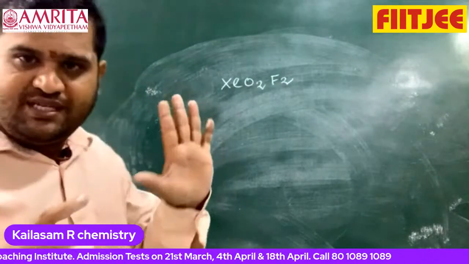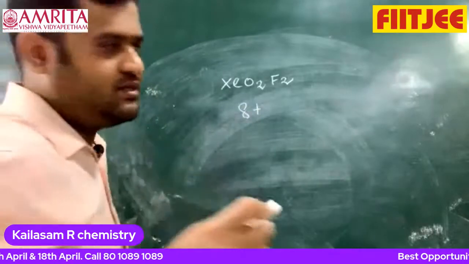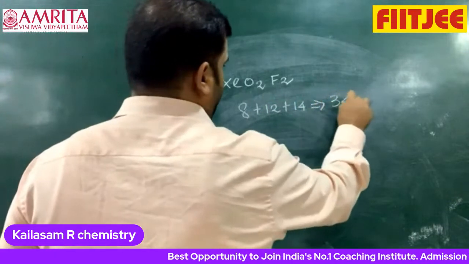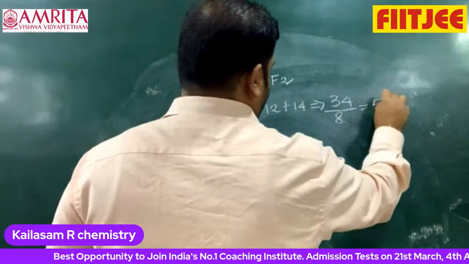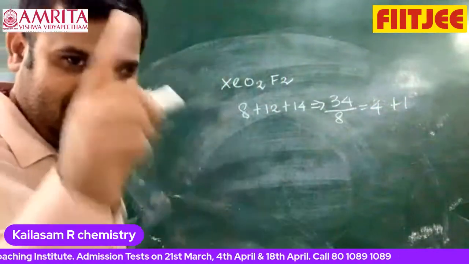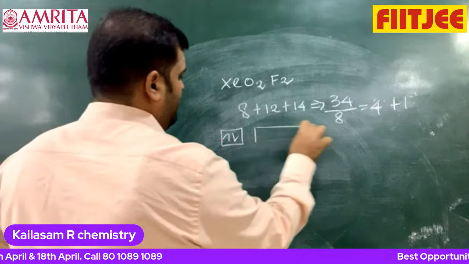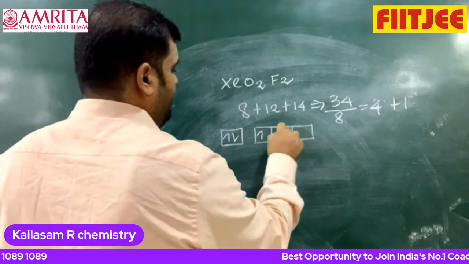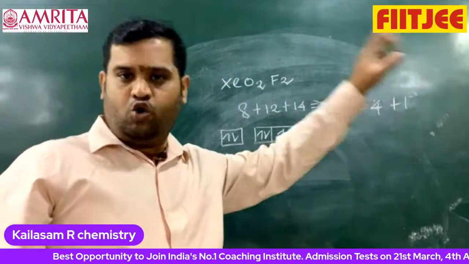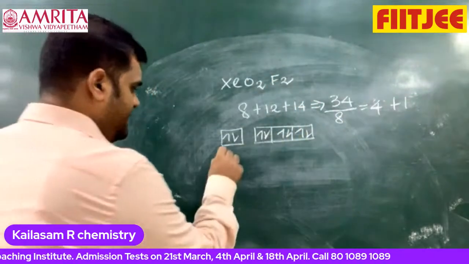Very simple. Go with the VSEPR theory method. What is xenon? 8. Oxygen is what? Valence electron is 6, 12, 14. What do you have? 34. 34 by 8 you have 4 plus 1. When it is 4 plus 1, the hybridization is sp3d. Now take xenon. Now required is 4 bond pairs and 1 lone pair. Now what am I going to do? 1 lone pair I'm keeping here. This everything I'm going to excite, and excite that.